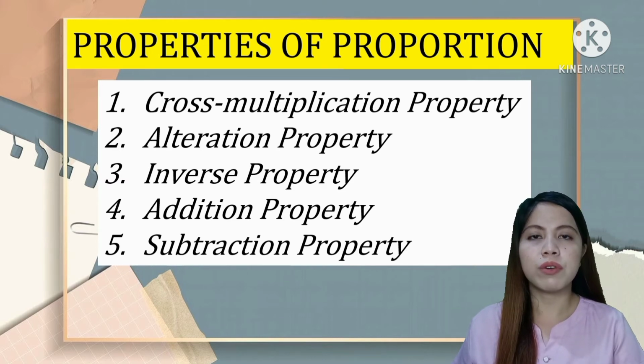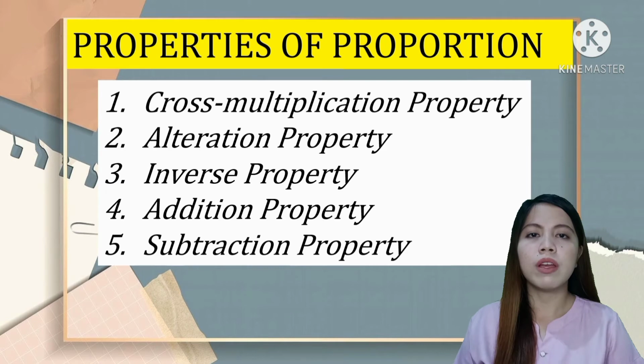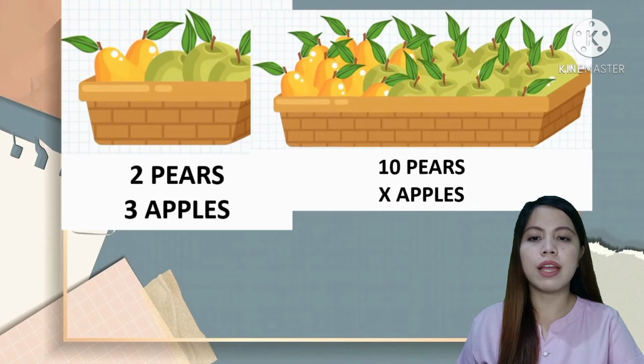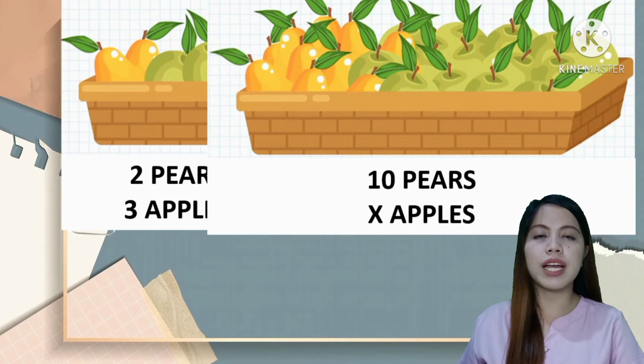Third is the inverse property. Fourth is the addition property. And last is the subtraction property. Let us discuss these 5 properties. These properties are used to solve the unknown in a proportion. Let us have an example. In this example, we have 2 pears, 3 apples, 10 pears, and X apples. In this example, we will find the unknown number of the apples.